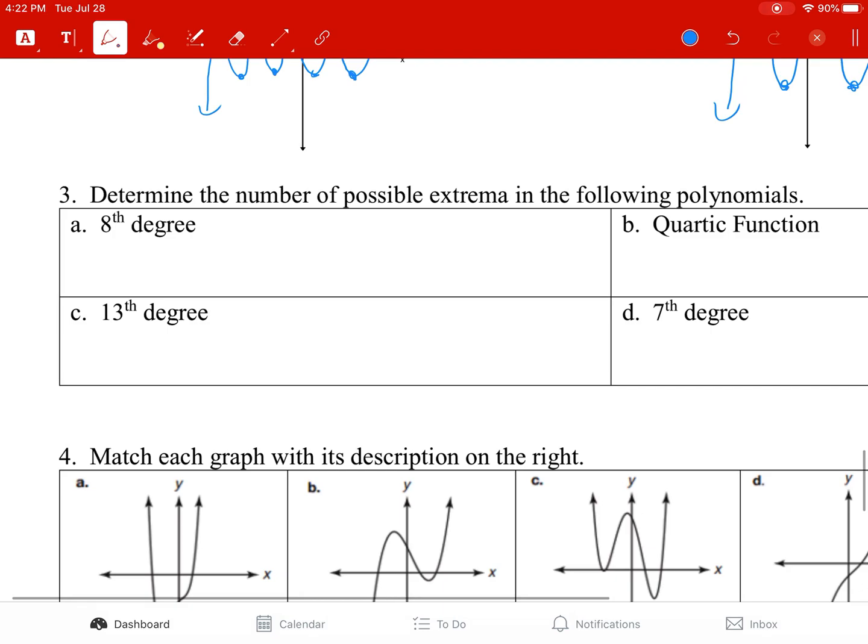All right, here we go. Determine the number of possible extrema in the following polynomials. So, just like we did before, 8th degree means you can subtract 1 from 8. You're going to have either 7, 5, 3, or 1.